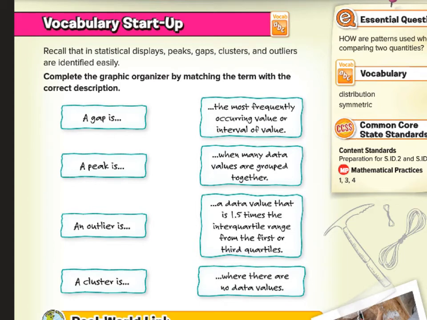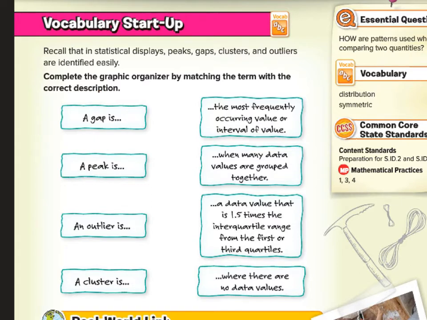Let's do a quick vocabulary recap. Recall that in statistical displays, peaks, gaps, clusters, and outliers are identified easily. Complete the graphic organizer by matching the term with the correct description. This would be a good time to take note of these expressions.